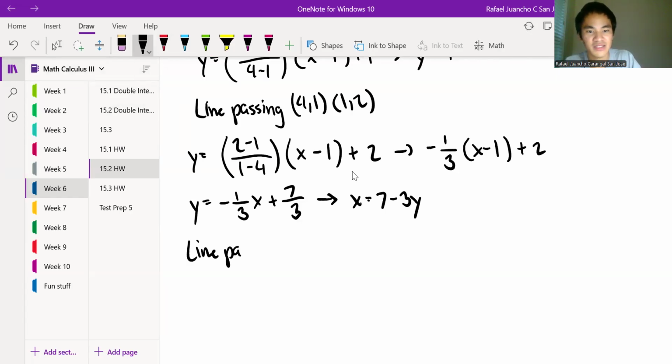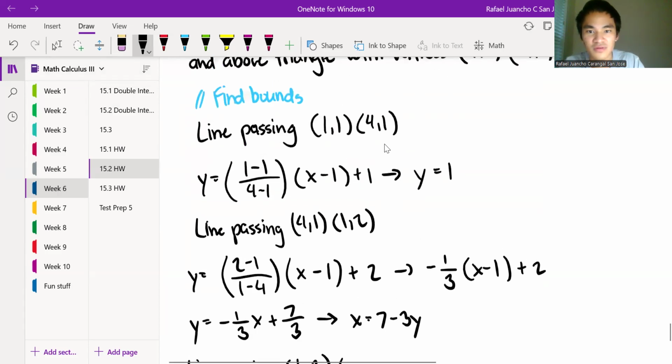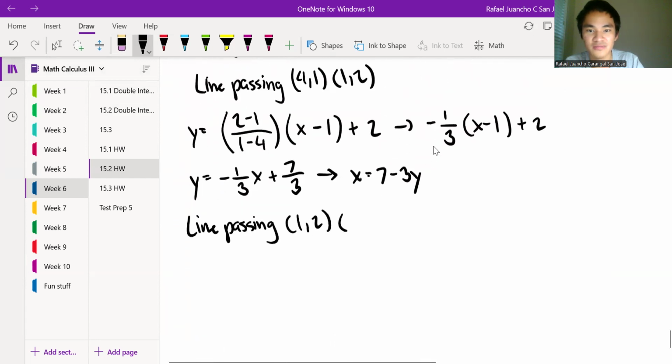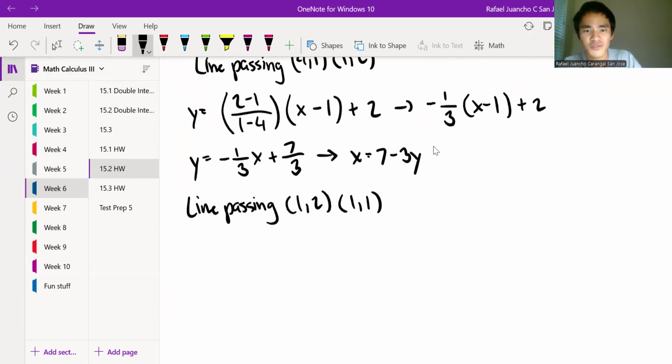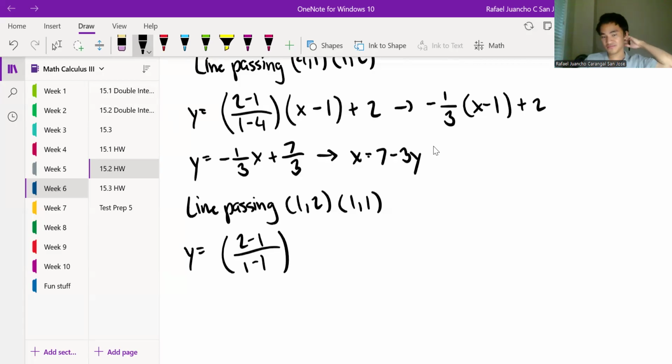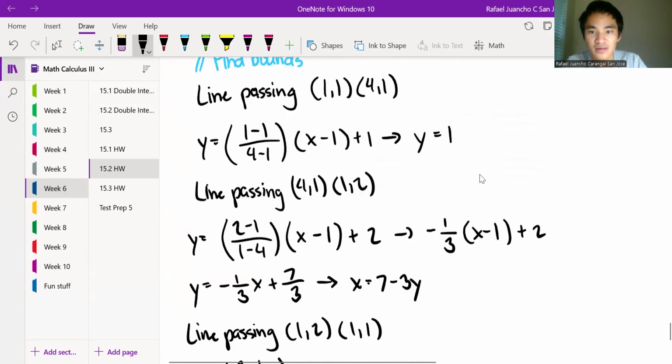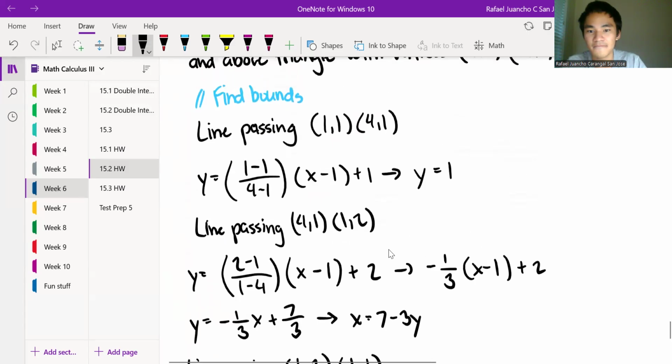Then lastly, we do a line passing 1, 2, 1, 1. Those 2 points. So here again, we do the same thing. 2 minus 1. I'll just do that. And 1 minus 1. So this is undefined. That means we have nothing there. Okay. So here we have y equals 1 and x equals 7 minus 3y. Right?